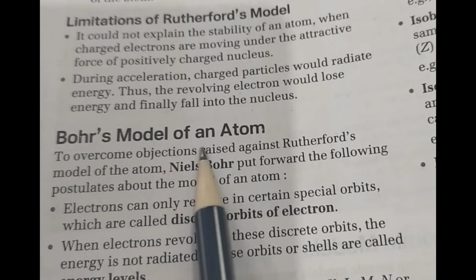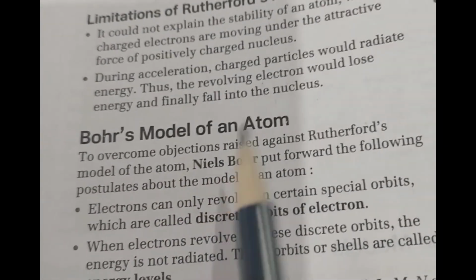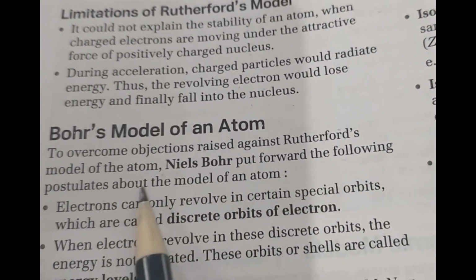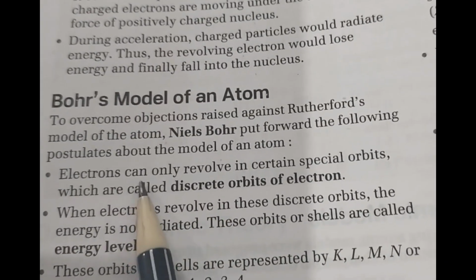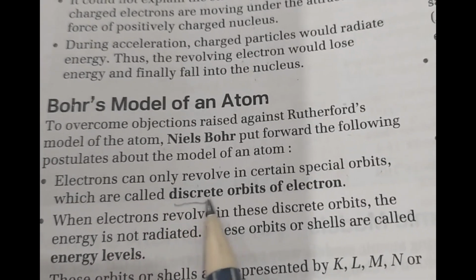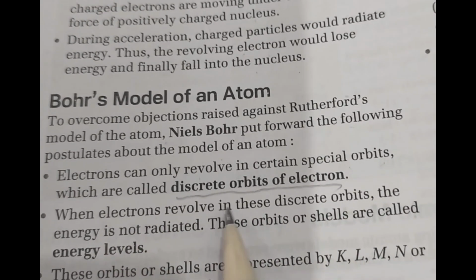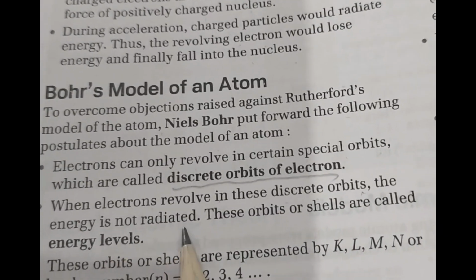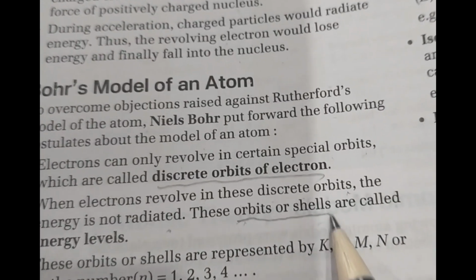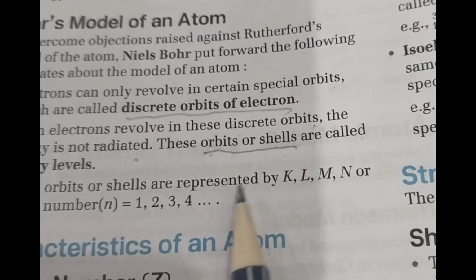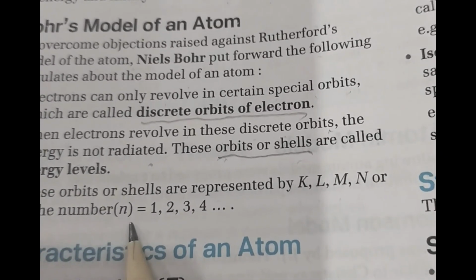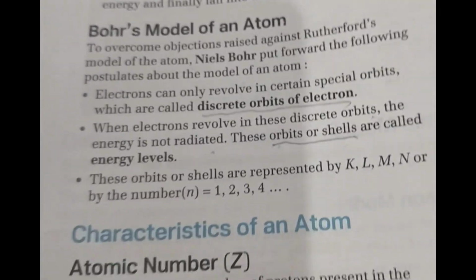Next is Bohr's model of an atom. To overcome objections raised against Rutherford's model of an atom, Niels Bohr put forward the following postulates about the model of an atom. Electrons can only revolve in certain special orbits, which are called discrete orbits of electrons. When electrons revolve in these discrete orbits, energy is not radiated. The orbits or shells are called energy levels. What else are orbits called? Shells. These orbits or shells are represented by K, L, M, N or by the number n = 1, 2, 3, 4 and so on. Right?